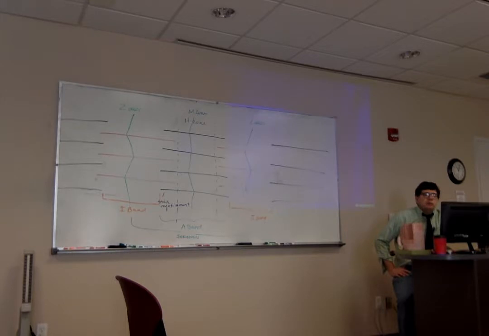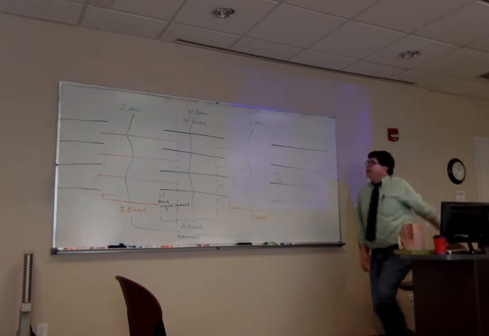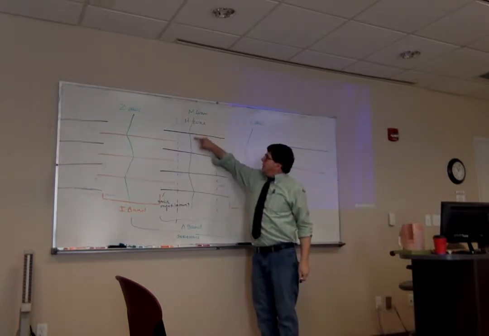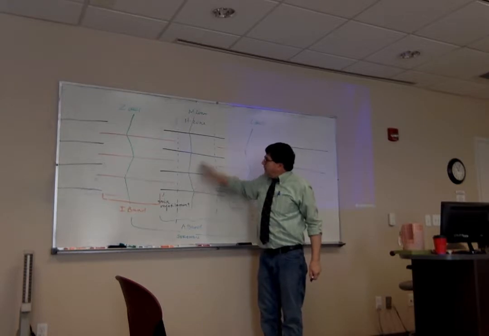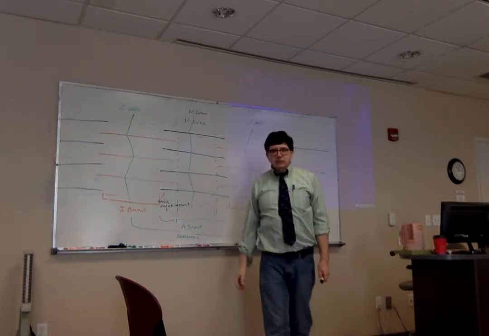So thin filaments do not overlap thick filaments in the lighter H zone. This M line contains a protein called desmin that tethers together these thick filaments.